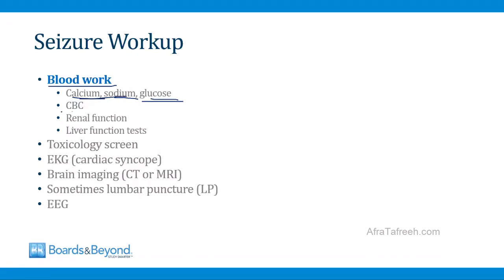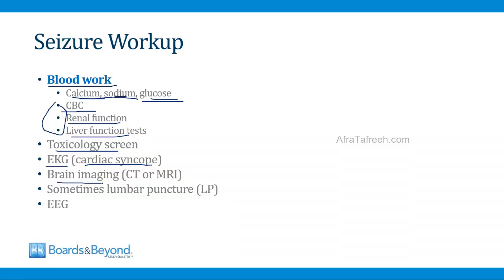Most patients have a CBC, renal function test, and liver function tests, and these are just sort of general screens to make sure there's no systemic disease going on that might have contributed to the seizure. Beyond this, a toxicology screen is usually done because you want to know if any drugs were used that might have contributed to the seizure. Most patients with a seizure get an EKG. That's because cardiac syncope and seizures can look a lot alike, and you want to make sure there's nothing on the EKG that indicates the patient may have had cardiac syncope instead of a seizure.